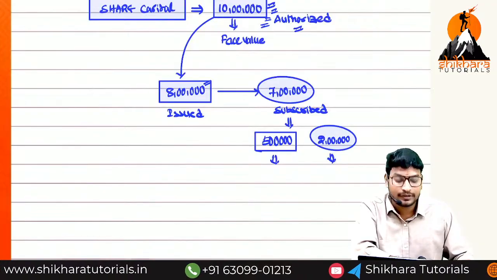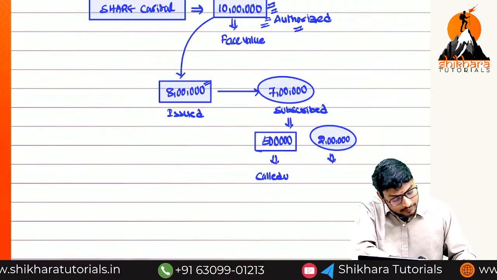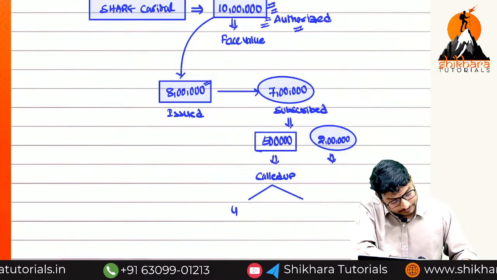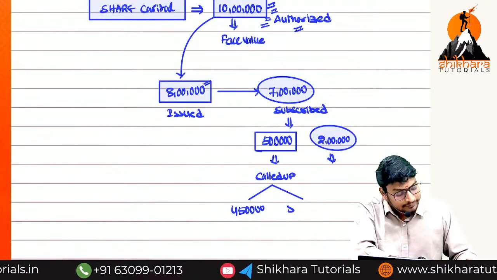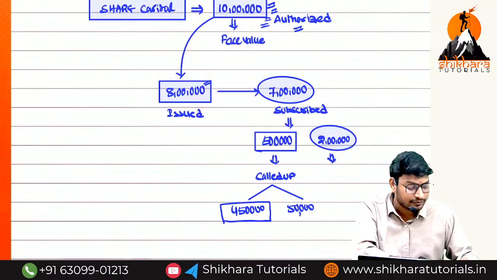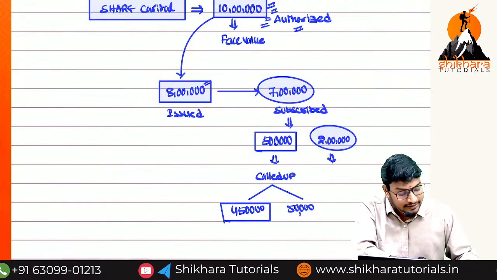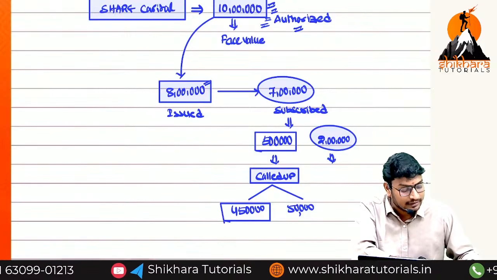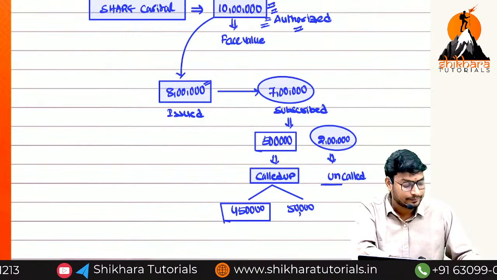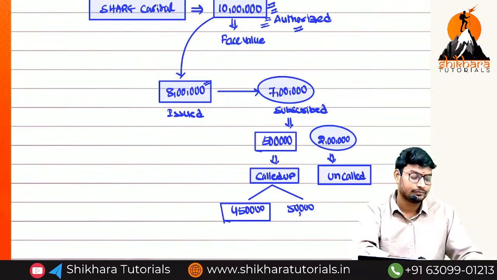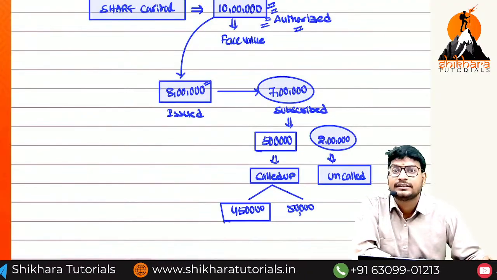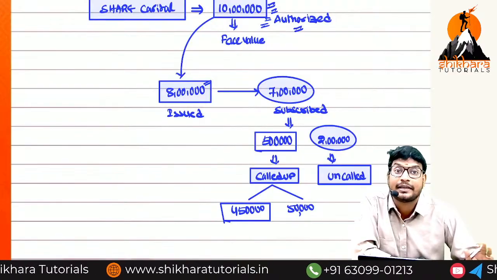So totally we have called up 5 lakh. In this, 4,50,000 is paid up. Okay? The remaining 50,000 is calls in arrears. So this 4,50,000 we are going to call paid up share capital. This 5 lakh is called up share capital. This 2 lakh is called uncalled share capital. Called up and uncalled. Paid up and calls in arrears. So these are the categories of share capitals. Okay? These are not types of share capital.